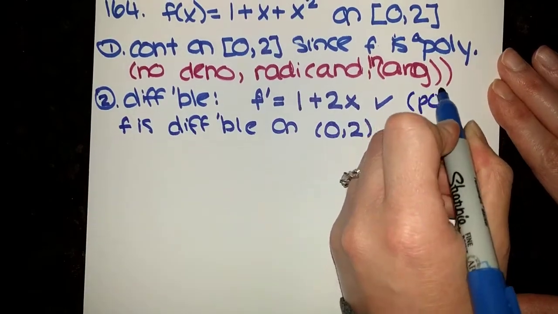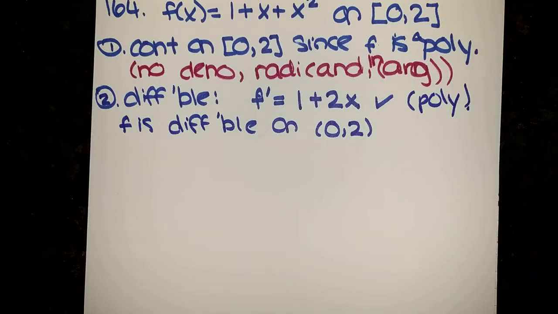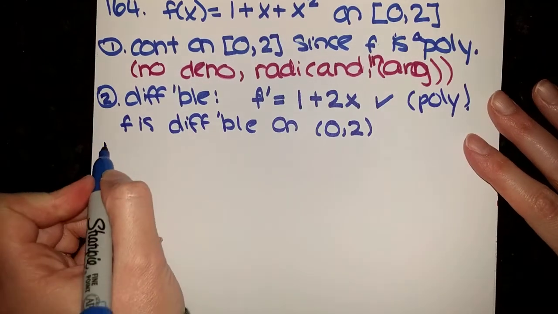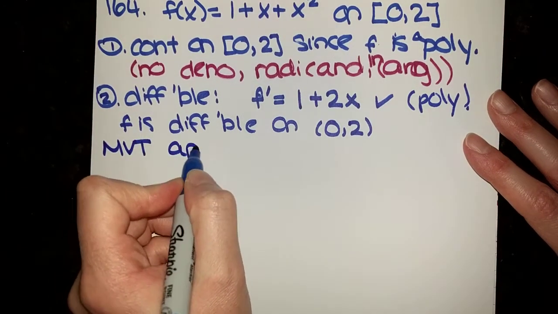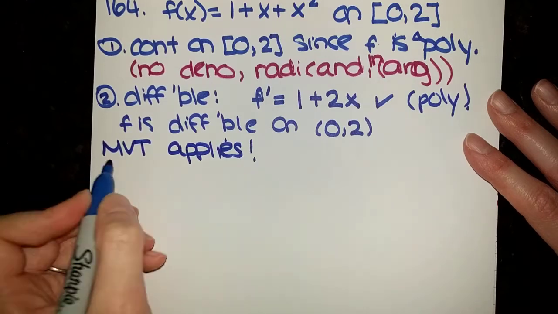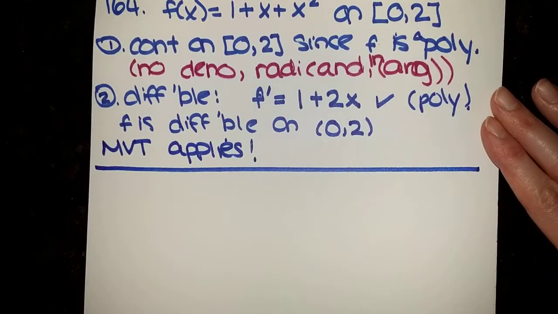And again, if you wanted to talk about why that is, it's because you have a derivative that is a polynomial. Okay, so you have continuous, you have differentiable on the open interval, so that tells us that the mean value theorem applies. And so now what we're going to do is find our C value.